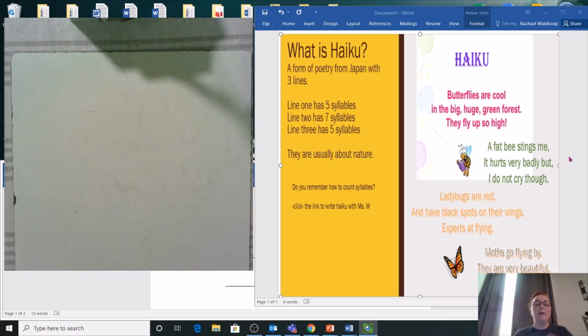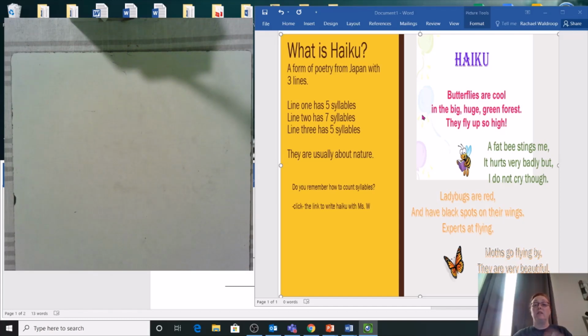So I'm hoping that you remember how to count syllables. A lot of us put our chin right down here, and then you would say haiku, and see how many times your chin would hit your hand. And so that would be 2. Or we did the clapping, haiku. That way you could count how many syllables are in each word. Let's take a look over here on the right-hand side of this page. It gives us some examples of haiku poetry.